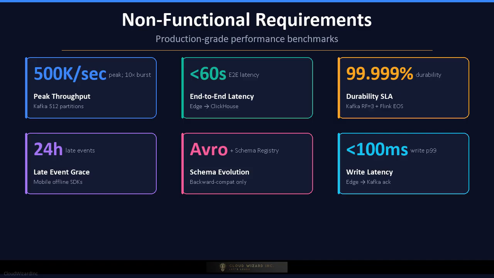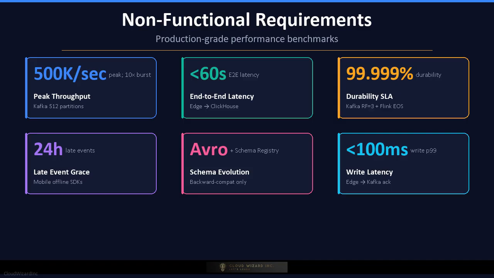Think Black Friday or a Super Bowl ad slot. End-to-end latency: under 60 seconds from the moment an event fires on the client to the moment it is queryable in ClickHouse. That means the ad operations team can see live campaign performance with less than 1 minute of delay.